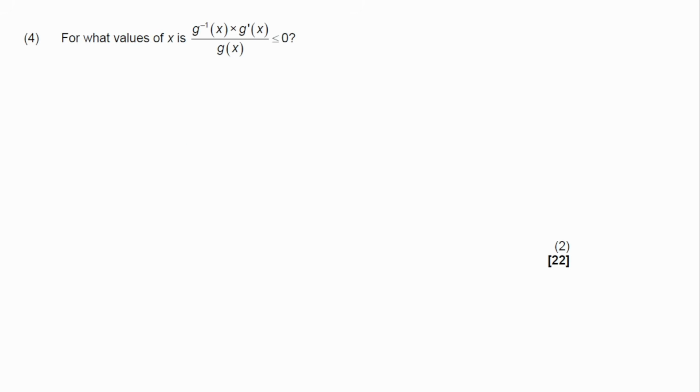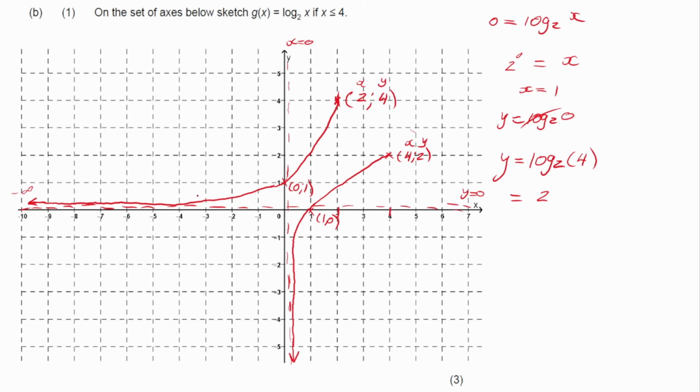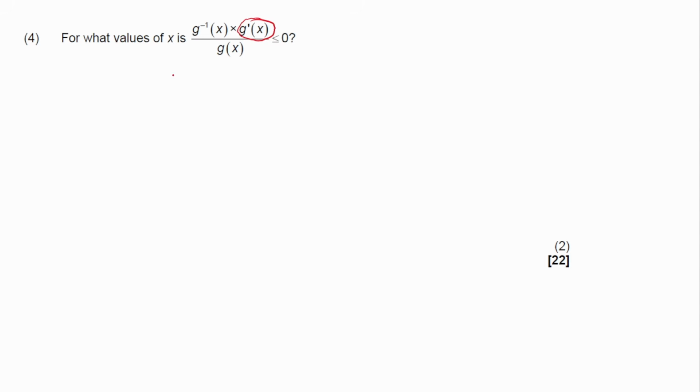Okay. For this next question, they ask for the values of this monstrosity when this is less than or equal to 0. So less than or equal to 0 means negative. So when this thing is negative. But first, let's look at this. This is one thing we haven't evaluated yet, g prime of x. So g prime of x is the gradient of g. Here is g. So over here, g prime of x is the gradient of g.